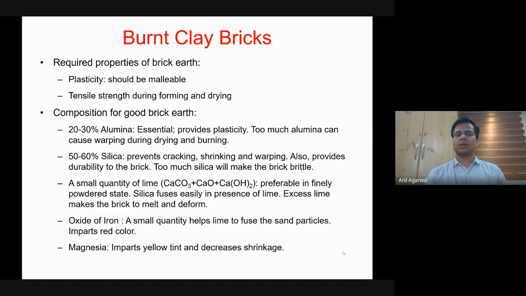Iron oxide also works as an assistant. So some iron oxide should be present, which will help lime in the fusion of silica. Some magnesia is required. Magnesia actually helps with reduction of shrinkage.